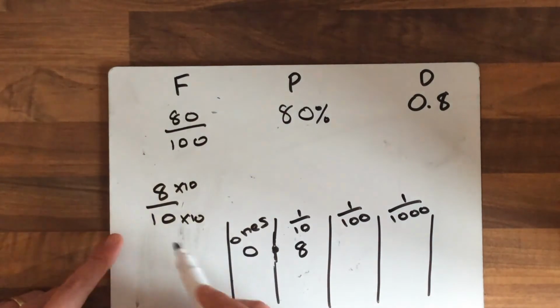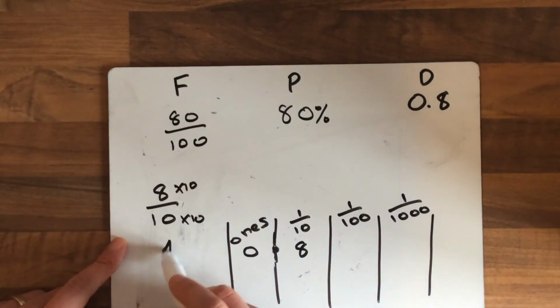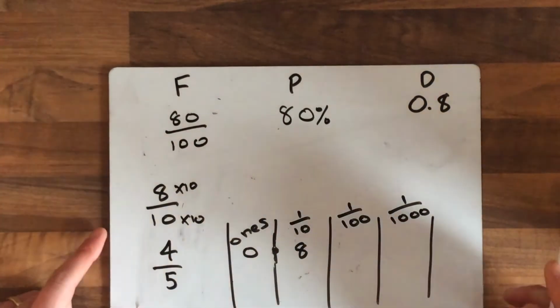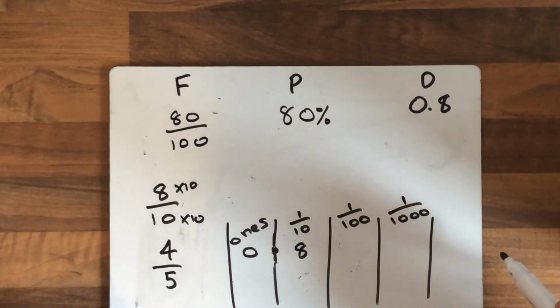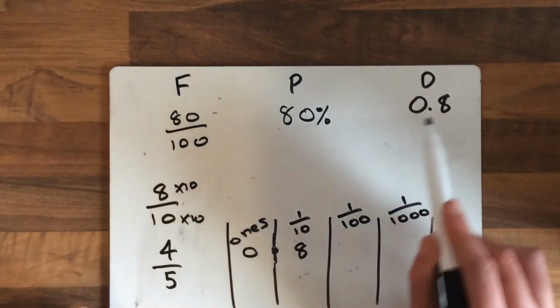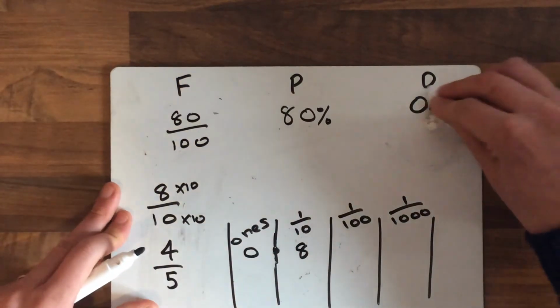This can also be simplified. If we were to halve and halve, it turns it into 4/5. So these three fractions are all identical in size, as is this percentage, as is this decimal.